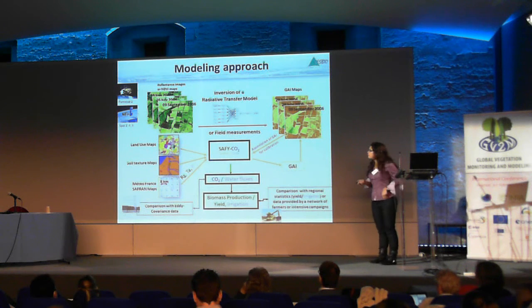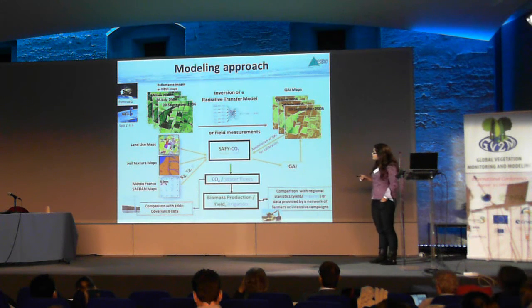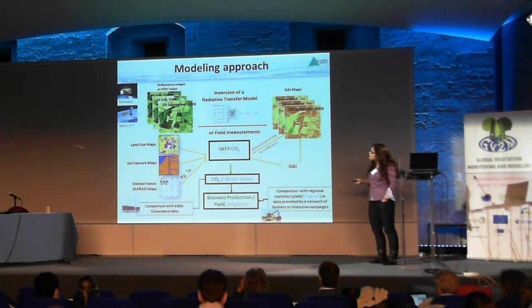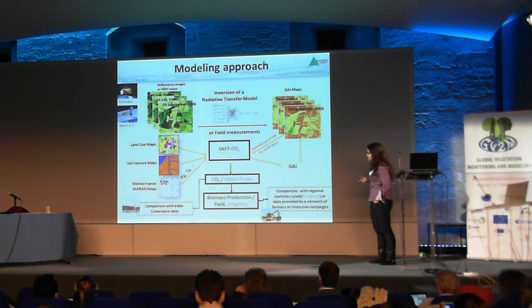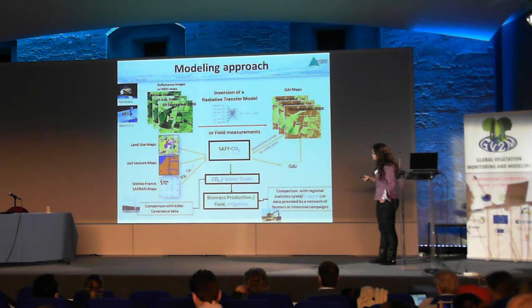So here we have a representation of our modeling approach, which has SAFY-CO2 at the center. As input, basically we need the land use maps to know which culture is cultivated. Then, depending on the version, we need some soil texture maps too, and the meteorological data, for which we use the SAFRAN maps provided by Météo-France.